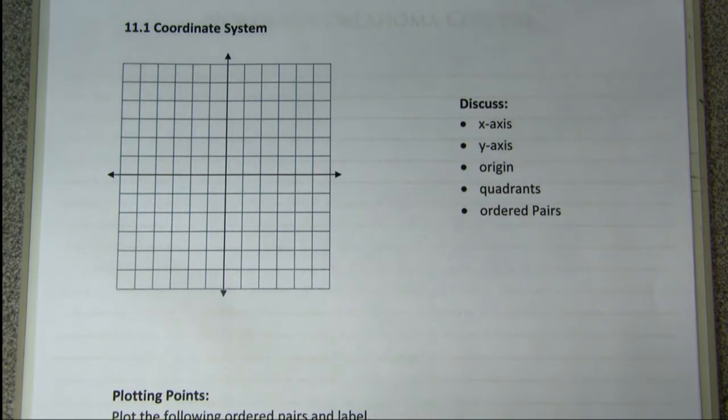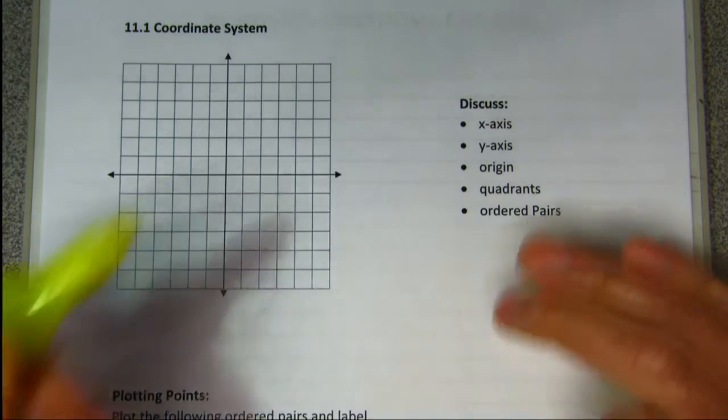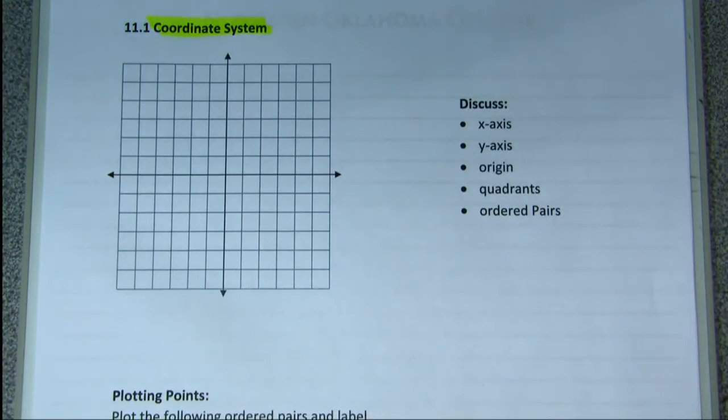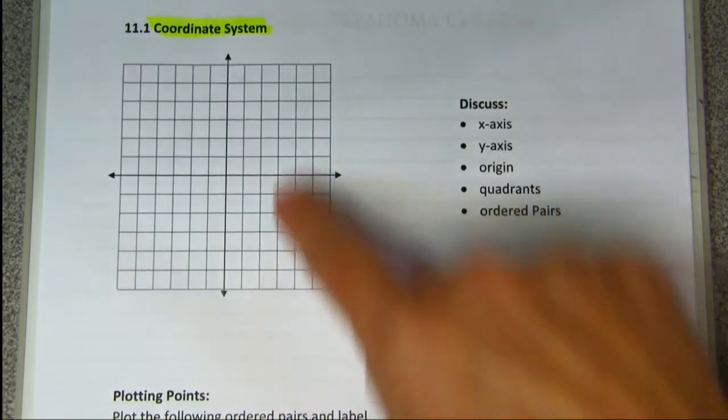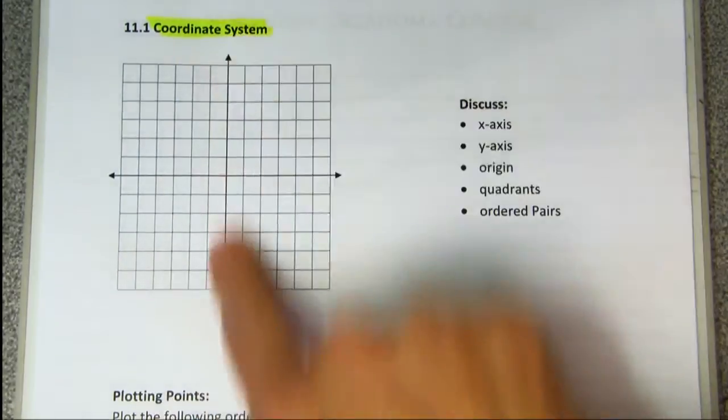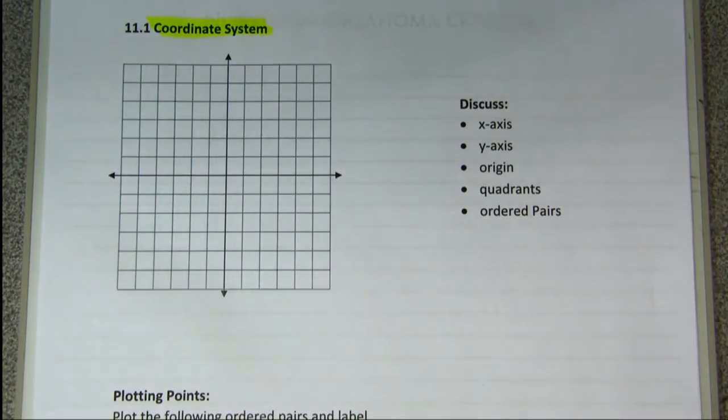Now we're jumping into chapter 11, and we're going to be looking at a coordinate system. So that's what we're going to be talking about today. I want to go over what a coordinate system looks like and some terminology you're going to need to know. If you'll notice, I have a grid and then I have a darker vertical line and a darker horizontal line with arrows.